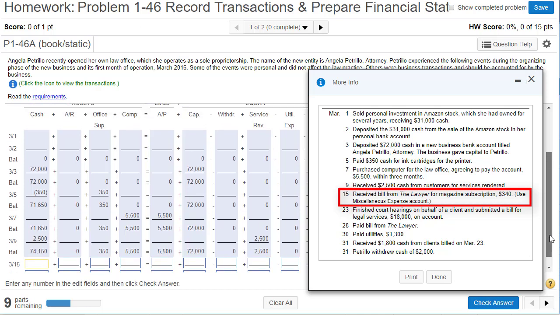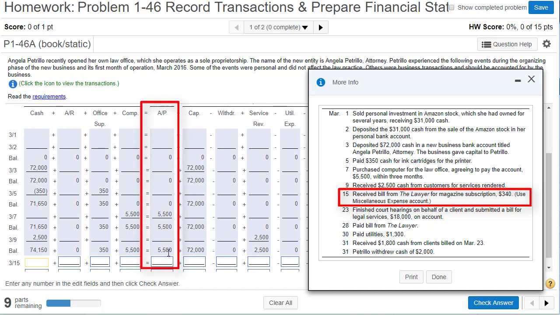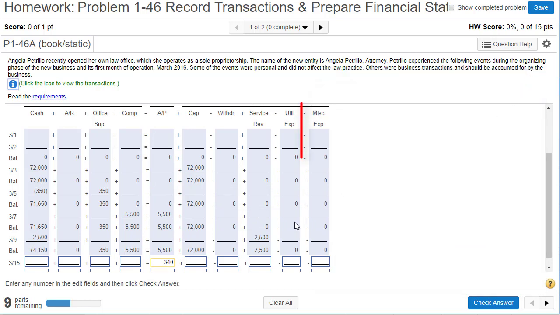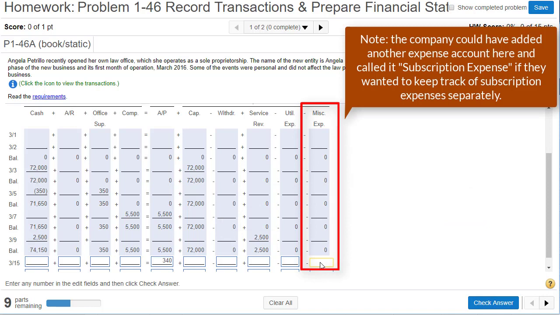To see what the account tiles are, here's AP. So I'm going to put positive $340 because we have more debt. And the description says we need to record the $340 under miscellaneous expense. So we're going to put $340 under miscellaneous expense. And notice I did not put zeros in the unaffected accounts on this transaction row.